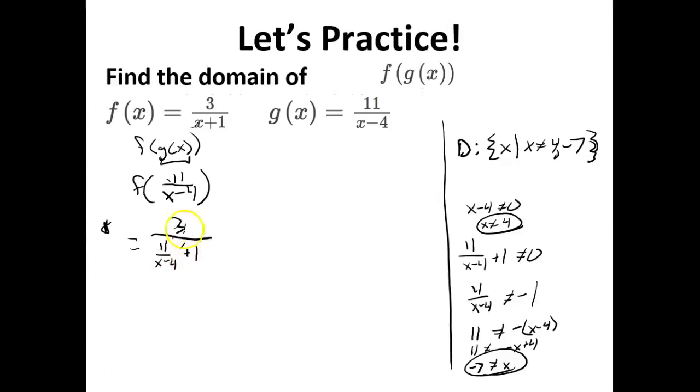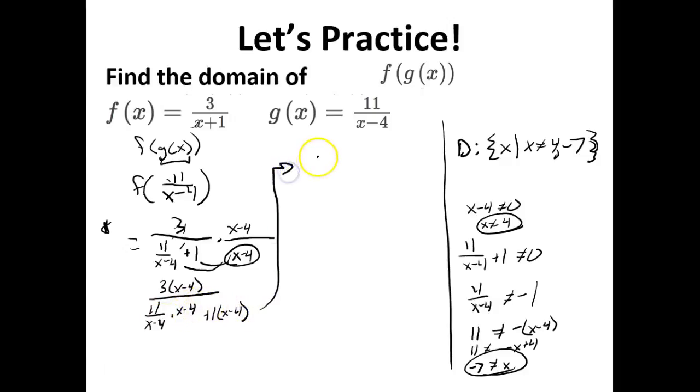Now here, I would still want to simplify this. In order to simplify this, I want it to be one fraction all said and done. So to make this little fraction go away, I'd have to multiply by x minus 4. If I do that to the bottom of the big fraction, I have to do it to the top of the big fraction. So on the top, I'd have 3 times x minus 4. In the bottom, I would take this times both pieces. So it's going to be 11 over x minus 4 times x minus 4, and plus 1 times x minus 4.